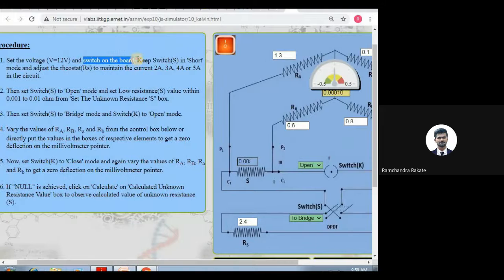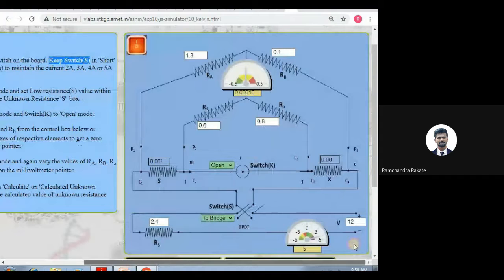Next is, keep switch S in short mode. Switch S is nothing but this one. We will keep it in short mode. Okay?